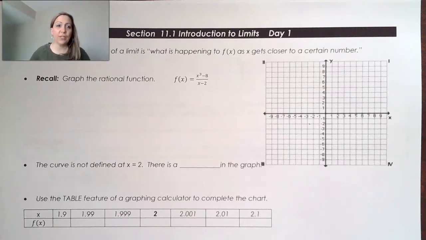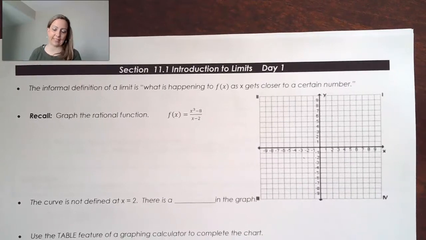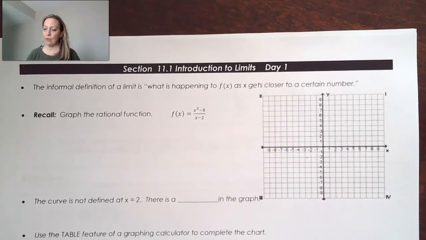Okay. All right, we're going to talk today about Chapter 11, start Chapter 11 with limits. So the informal definition of a limit is what is happening to f of x as x gets closer and closer to a number. So let's go back and think about back when we graphed rational functions.